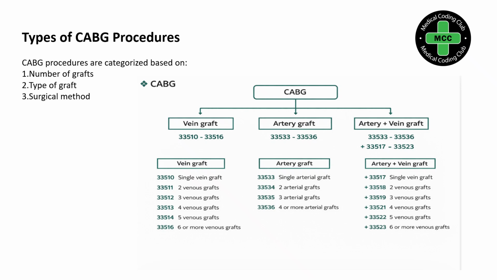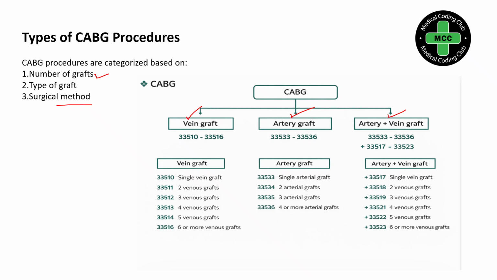First, all you have to do is identify what kind of grafting they are performing. Are they performing vein graft, artery graft, or artery plus vein graft, which is combined grafting? Then you also need to check the number of grafts, how many grafts they have utilized. Lastly, you need to check the harvesting or surgical method. First, let's see the code set.